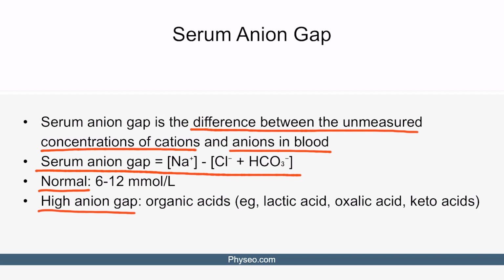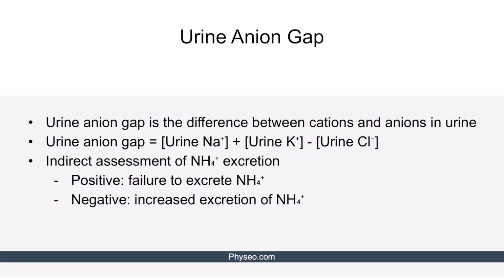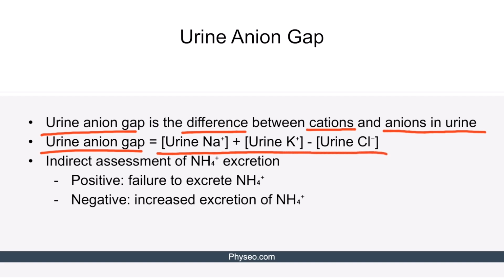A high anion gap usually occurs when there are unmeasured organic acids such as lactic acid, oxalic acid, and keto acids. All right, now let's move on to urine anion gap. Urine anion gap, like the plasma anion gap, involves the measurement of ions but in the urine. It's the difference between the measurable cations and measurable anions in the urine, and is calculated as the urine anion gap equals the concentration of sodium in the urine plus the concentration of potassium in the urine minus the concentration of chloride in the urine.